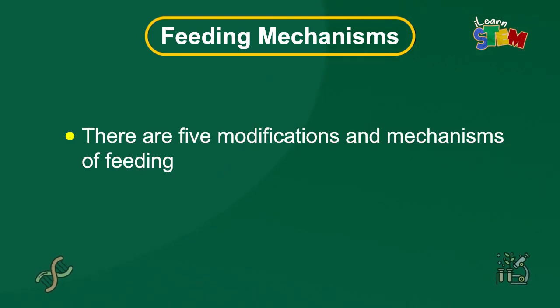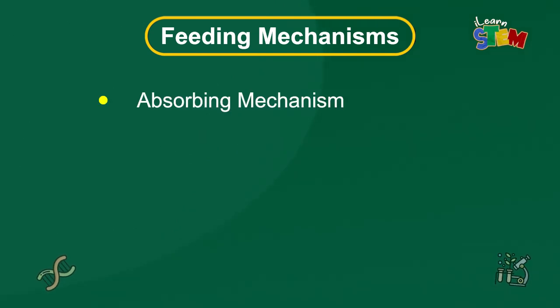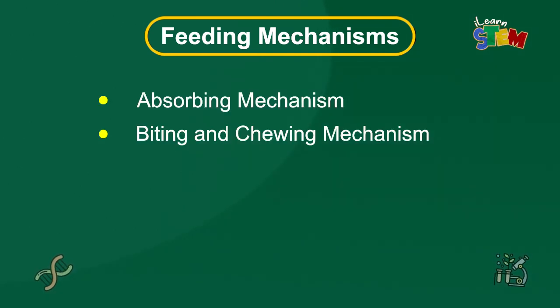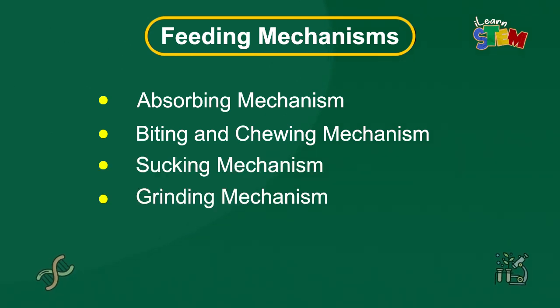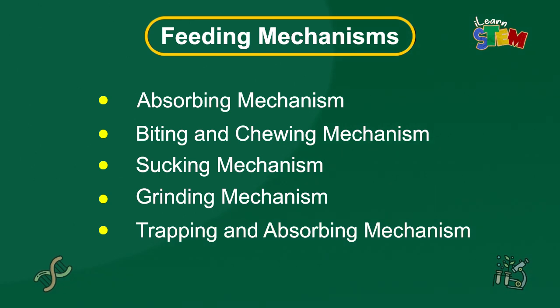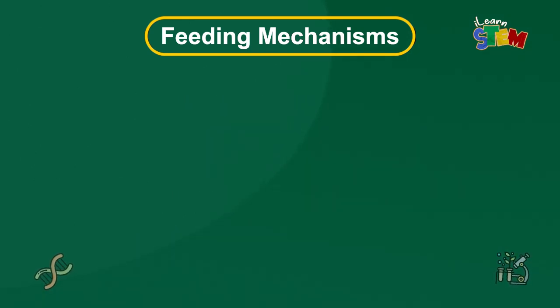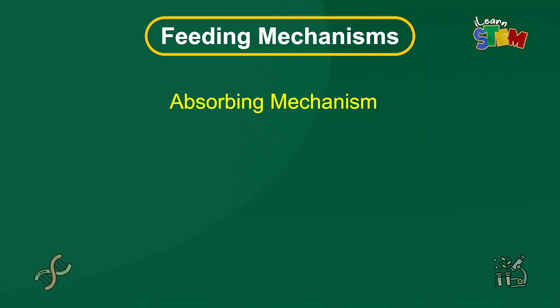There are 5 modifications and mechanisms of feeding associated with some organisms. These feeding mechanisms include the absorbing mechanism, biting and chewing mechanism, sucking mechanism, grinding mechanism, and trapping and absorbing mechanism. Let's discuss each of them. The first is the absorbing mechanism.